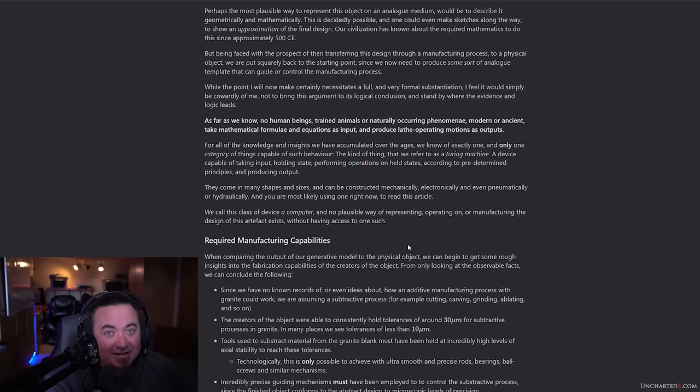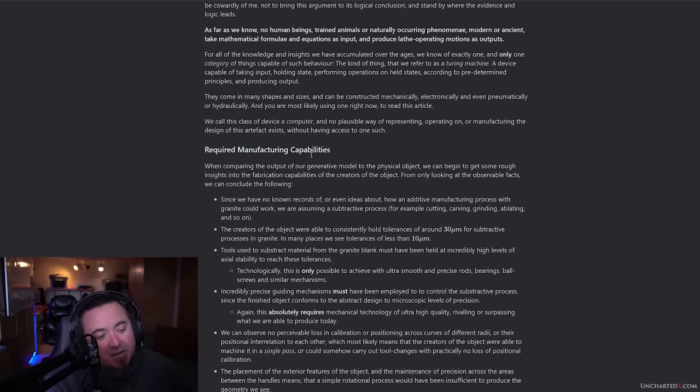That's the conclusion you come to with this artifact: it can be best represented with a mathematical equation, and then somebody took that equation and turned it into an analog output in stone. The only way to do that is with a computer. And this thing's at least 5,000 years old. So, what's going on? And then he gets into the manufacturing capabilities, right?